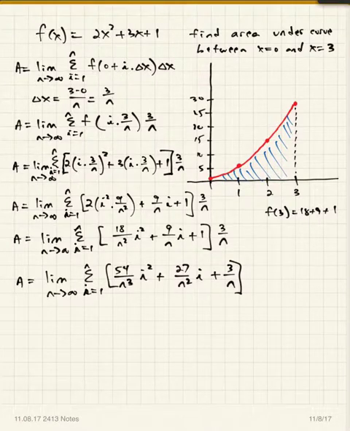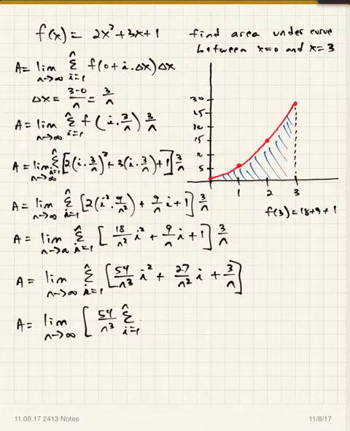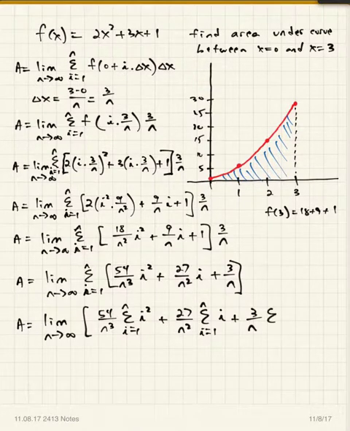And then we can split this up. Oh my gosh, this is a really nasty expression, isn't it? It's the limit of all this stuff, and you have 54 over n cubed times the sum as i goes from 1 to n of i squared, plus 27 over n squared times the sum as i goes from 1 to n of i, plus 3 over n times the sum as i goes from 1 to n of 1. Oh my gosh. All right, like that.